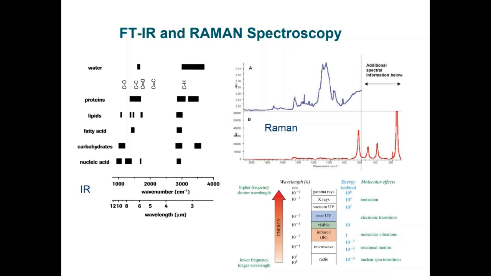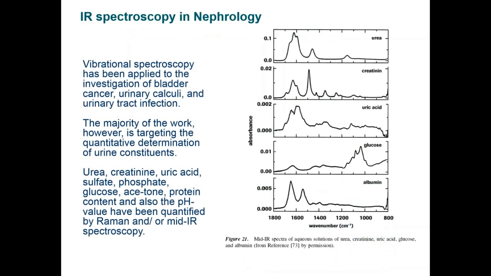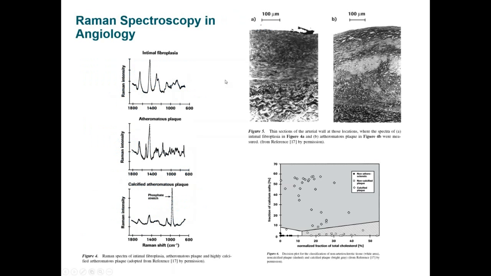excreted from living organisms. So take this simple IR spectroscopy utilized in nephrology. Nephrology involves the study of the urinary tract, urine. Here you can see IR spectroscopy easily used to classify the presence of urea, creatinine, uric acid, glucose, and albumin in urine.